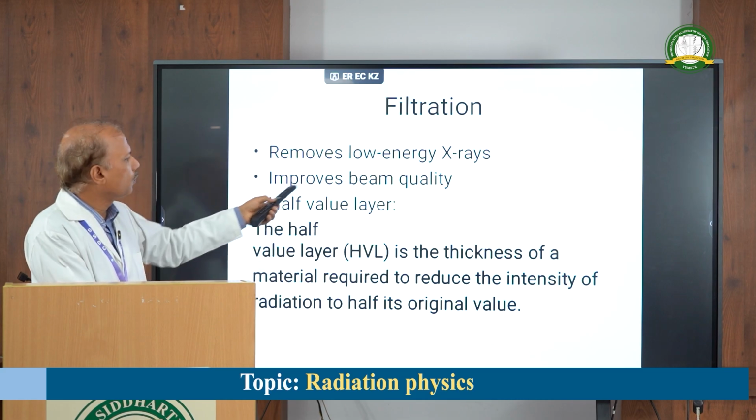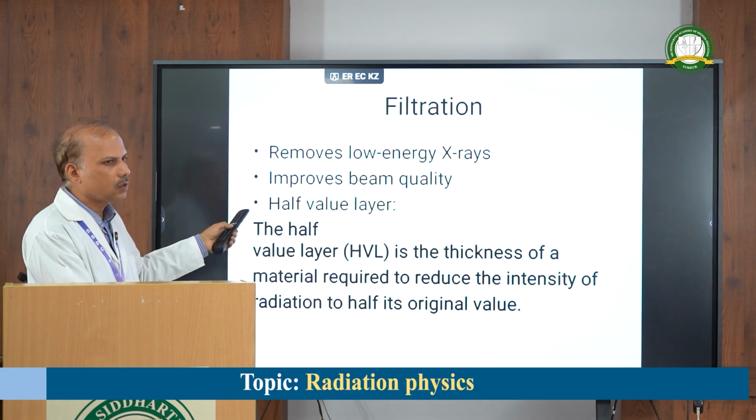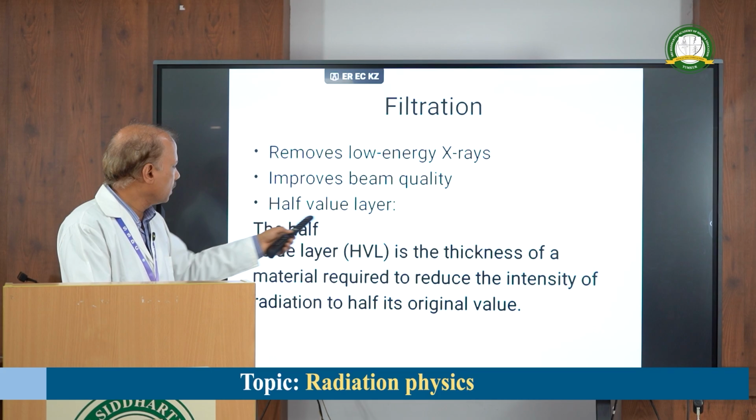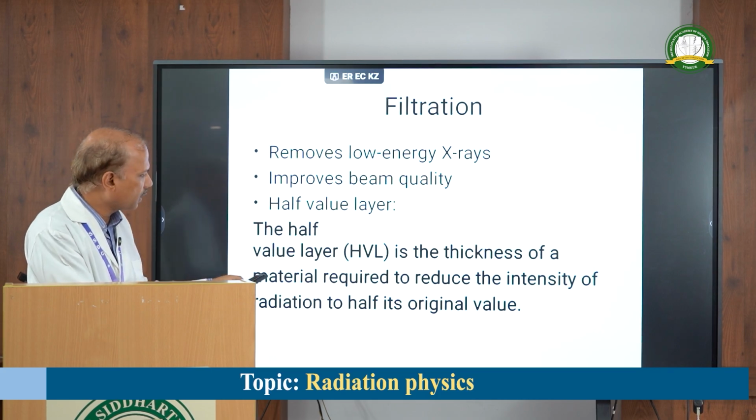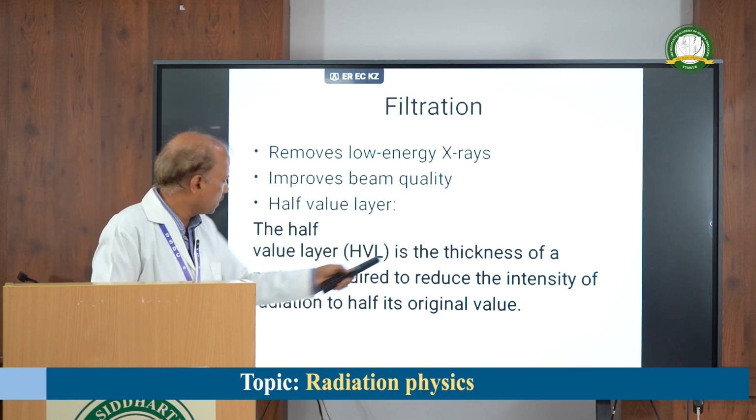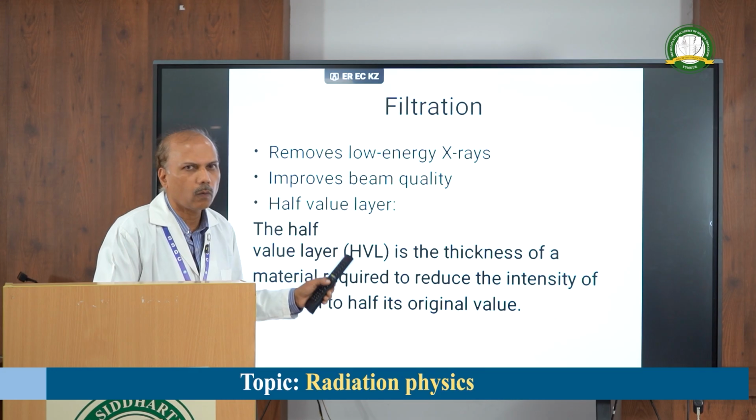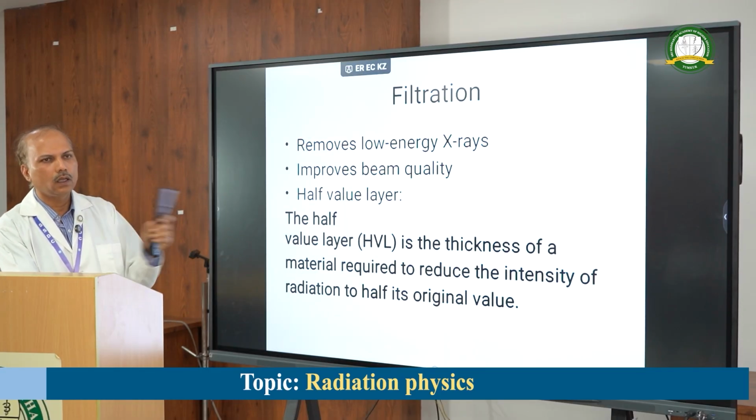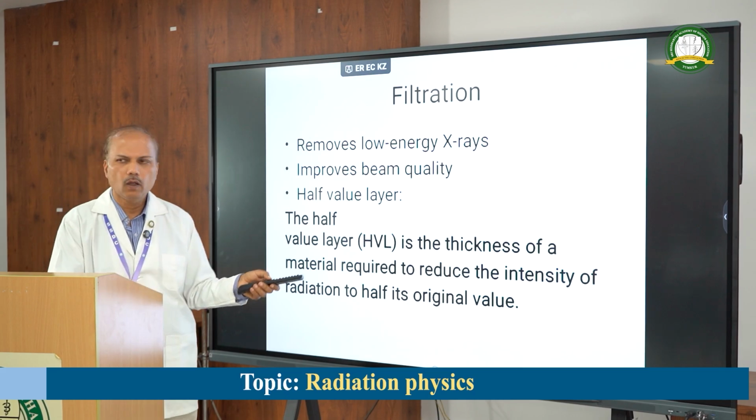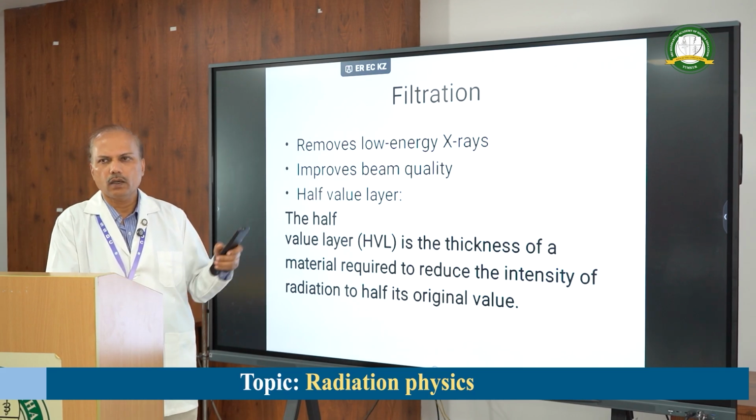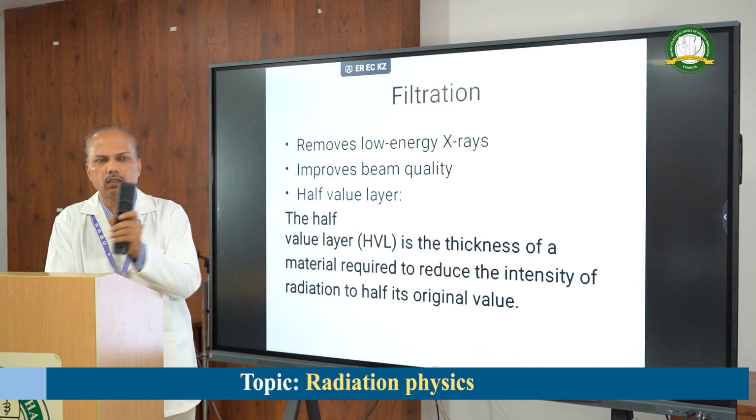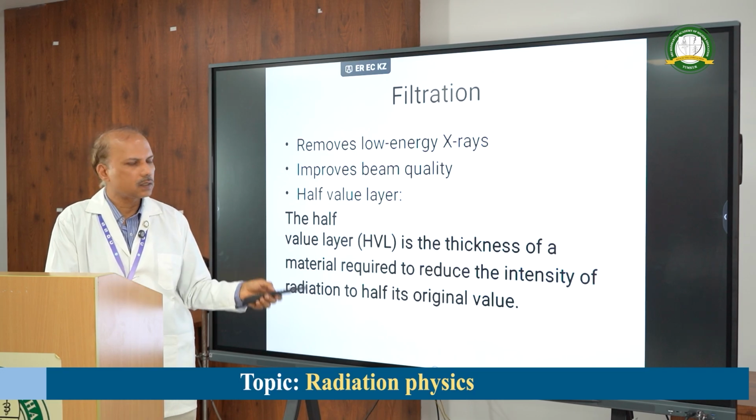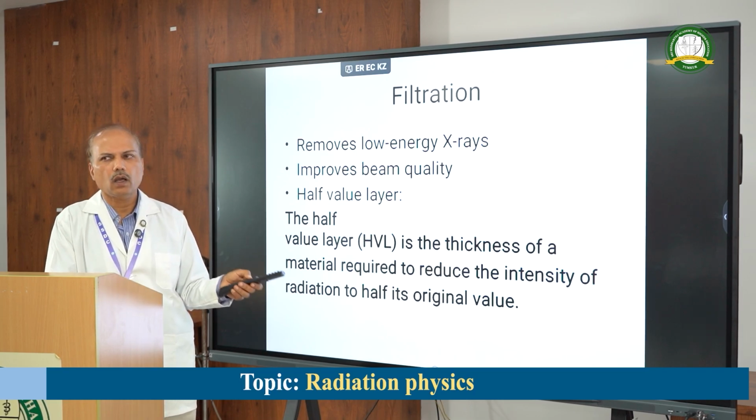So it improves the beam quality, and usually it is measured in half value layer. The half value layer is the thickness of the material required to reduce the intensity of the radiation to half of its value. That is the half value. The half value layer for different materials is different, and the thickness of the different materials is different. So usually it is measured as the equivalent to aluminum.